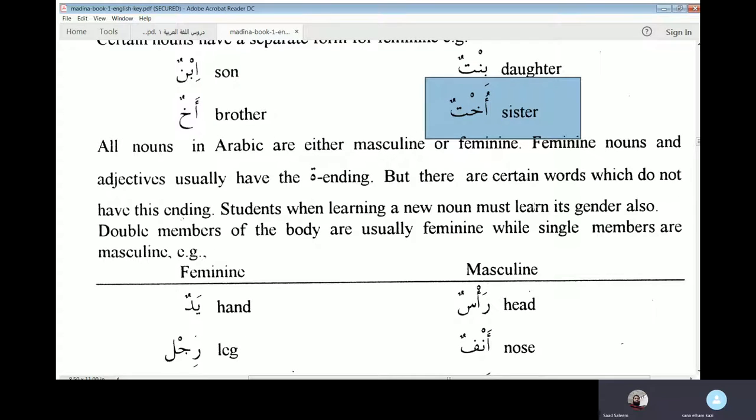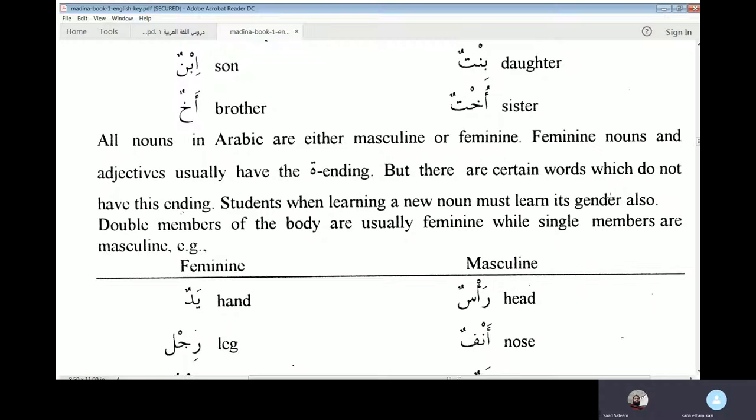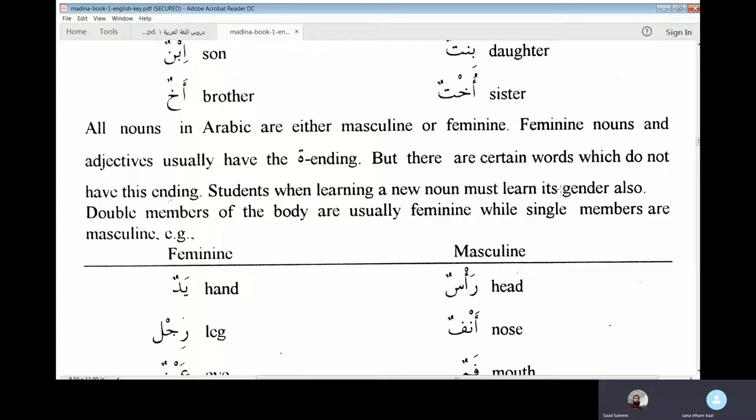All nouns in Arabic are either masculine or feminine. This is a little different from English. In English, we have three categories: masculine, feminine, and the third one is neuter. But in Arabic, we have only two categories. We must keep all words in these two categories. Feminine nouns and adjectives usually have the ta marbuta ending, but there are certain ones which do not have the ending. Students, when learning a new noun, must learn its gender also.